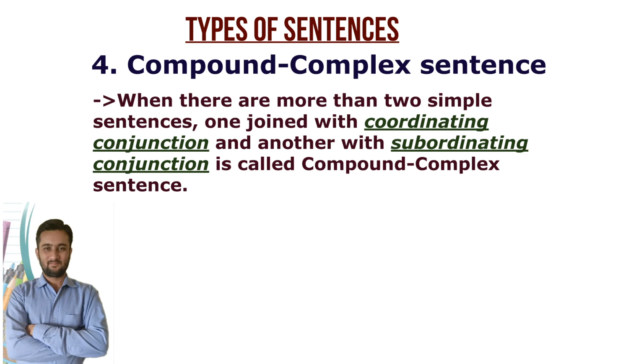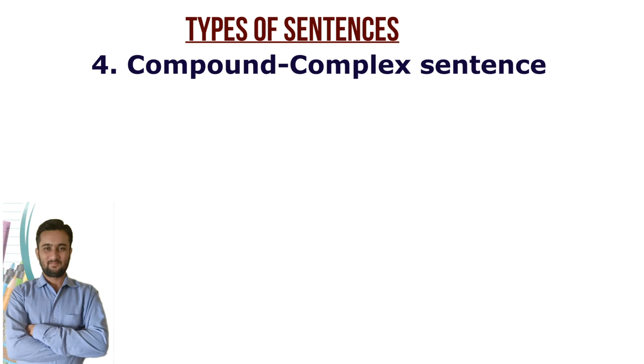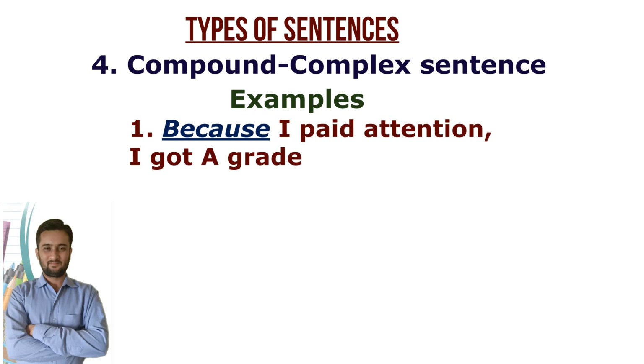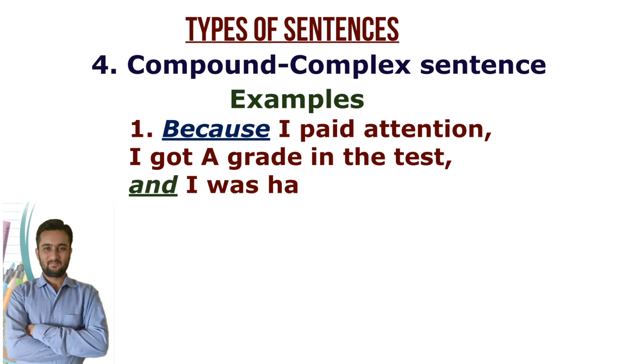Now here in compound complex sentence there are more than two simple sentences, and one you will find out of fanboys any word, and one you will find a subordinating conjunction word. So whenever you find these two, coordinating conjunction also and subordinating conjunction also, in one sentence, so that sentence is called compound complex sentence. Let's learn through some examples. First example is, because I paid attention, I got A grade in the test and I was happy.